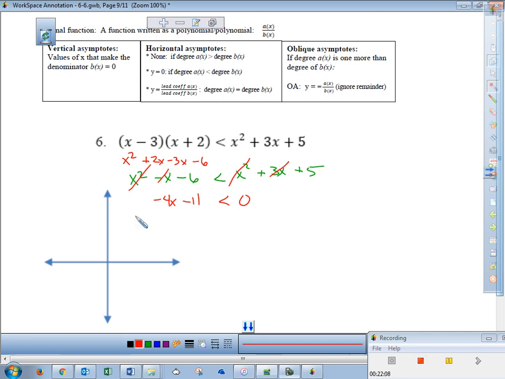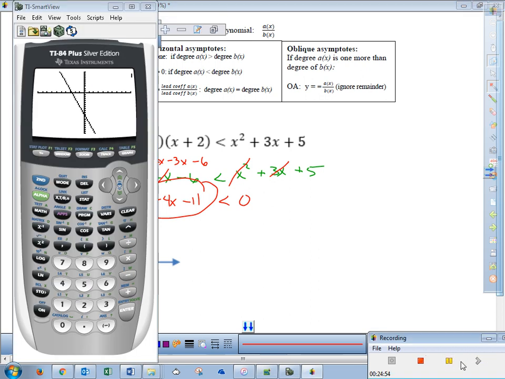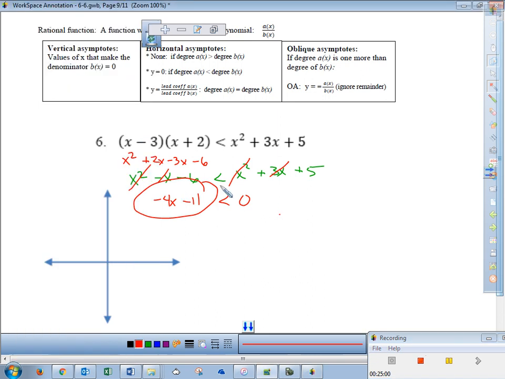This is not rational at all. It is a polynomial, meaning no asymptotes are going to happen. The only time you get asymptotes is when it's a rational, polynomial over polynomial. I hope you know where it crosses the y-axis. Where does this line right here that you just graphed cross the y-axis? Negative 11.